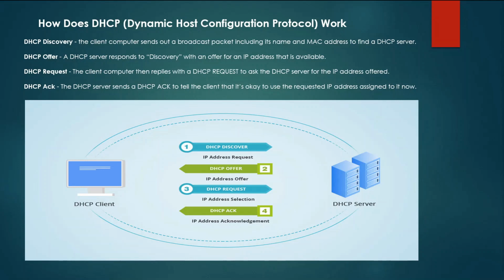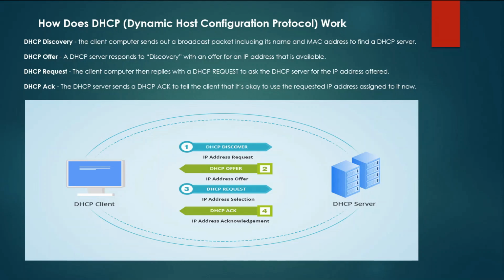DHCP request, this is step number 3. The client computer then replies with a DHCP request to ask the DHCP server for the IP address offered. Here the client in step number 3 is saying, thank you, the offer is accepted, please give me the IP.